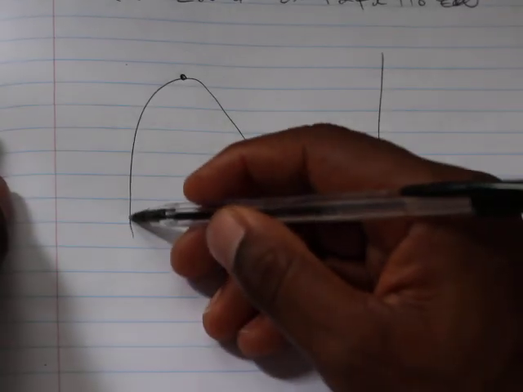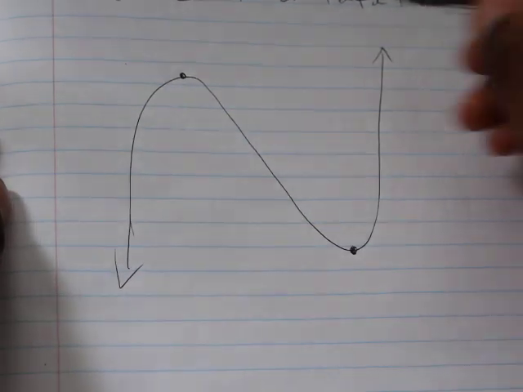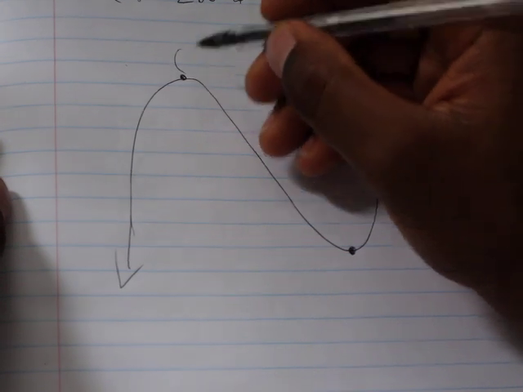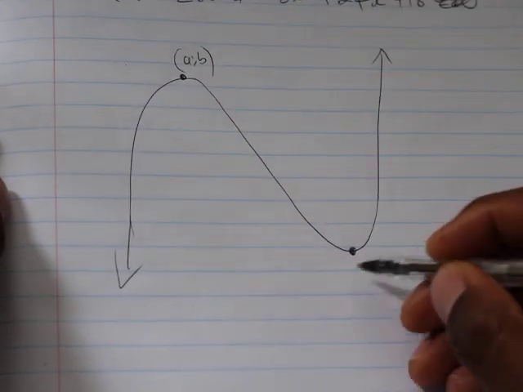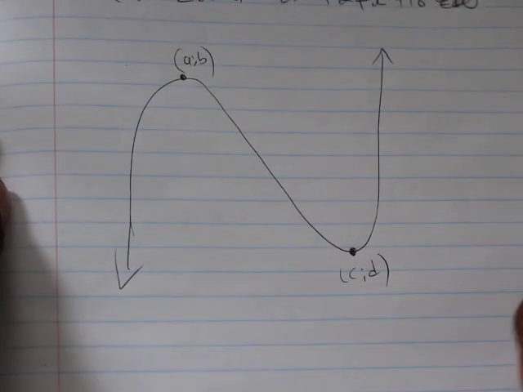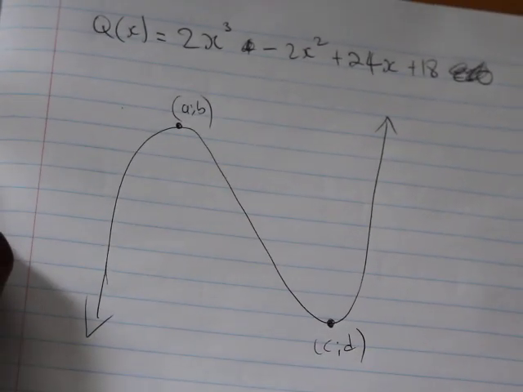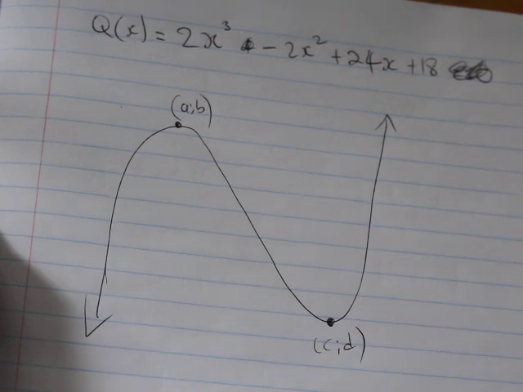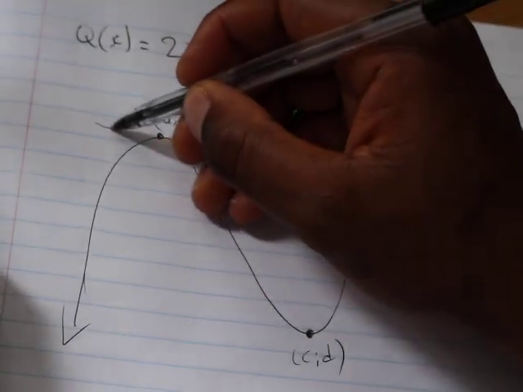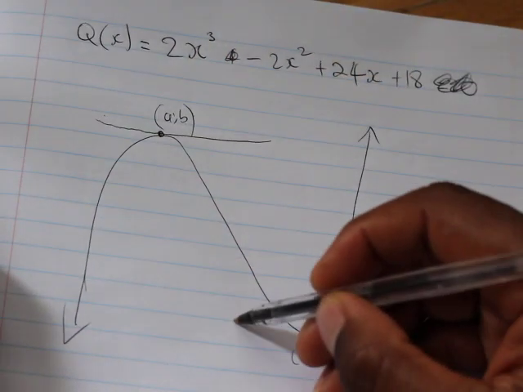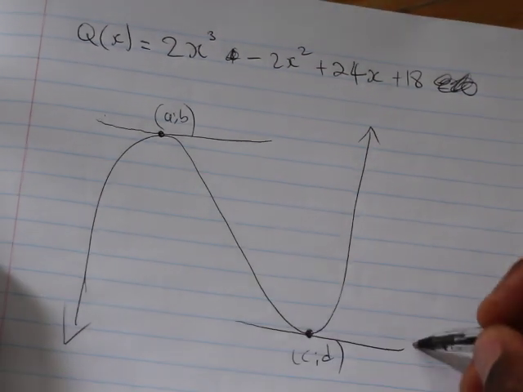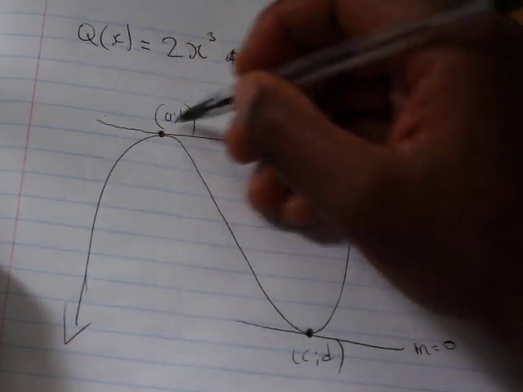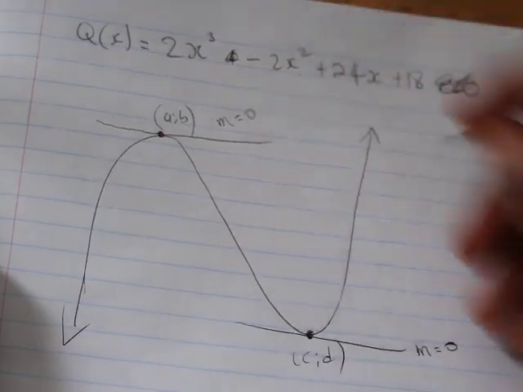And normally what they're going to ask you in calculus is to find the turning points. A is to B, C is to D. They'll ask you to find those turning points. And you don't have any other way except using the first derivative application, that at this point m is equal to 0.